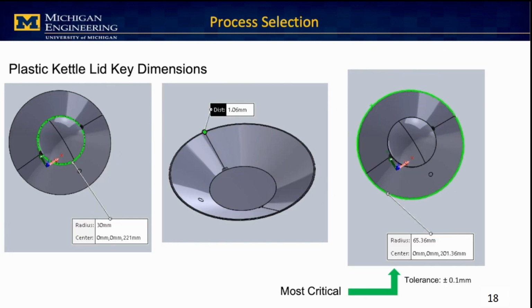Our next piece is our plastic kettle lid, which we again have some more dimensions shown, but the most critical dimension is the outer radius. We need this to fit on top of the steel kettle body. It doesn't need to be watertight like our last piece does, so we gave it a little bit of a looser tolerance of plus or minus 0.1 millimeters.